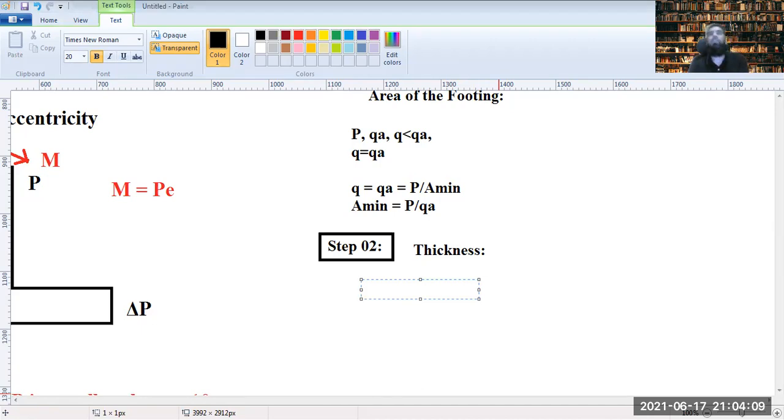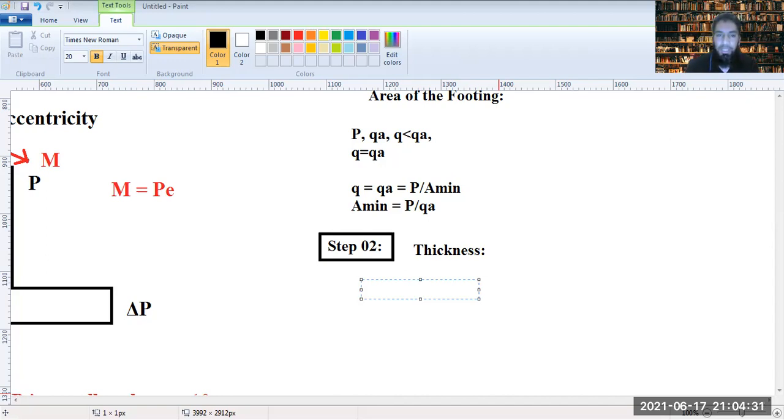Now, if you have a column of say 500 by 300 or 600 by 300, the ratio of L by B of the column is 2. So again, aligned with that, you could go for a footing with a length to breadth ratio of 2 is to 1.